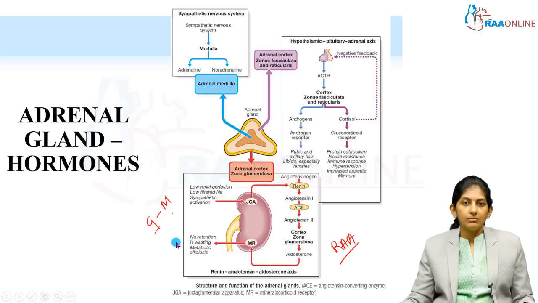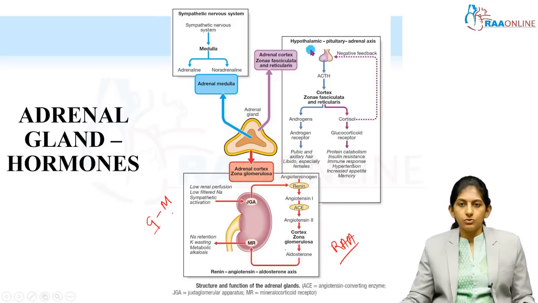Whenever there is hypokalemia, there will be metabolic alkalosis. So sodium will be reabsorbed, potassium will be excreted. So mineralocorticoid activity is fulfilled. Yes. So zona glomerulosa is regulated by your renin, angiotensin, aldosterone axis.